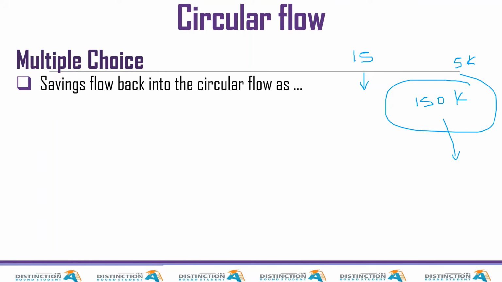And then you say you want to start a business. Question is, what do you do? So savings flow back into the economy. You were saving. So this 5K was a what? Leakage. Now you want to inject it into the economy.